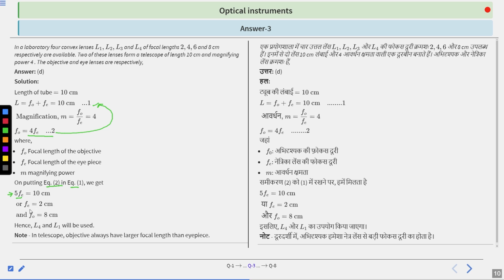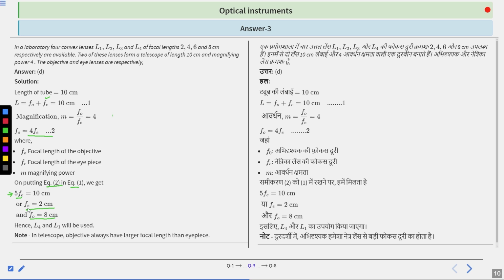So FE is equal to 2 centimeter, and FO is equal to 8 centimeter. This comes out from equation first: when you put the FE value in this equation, you get FO equal to 8 centimeter.